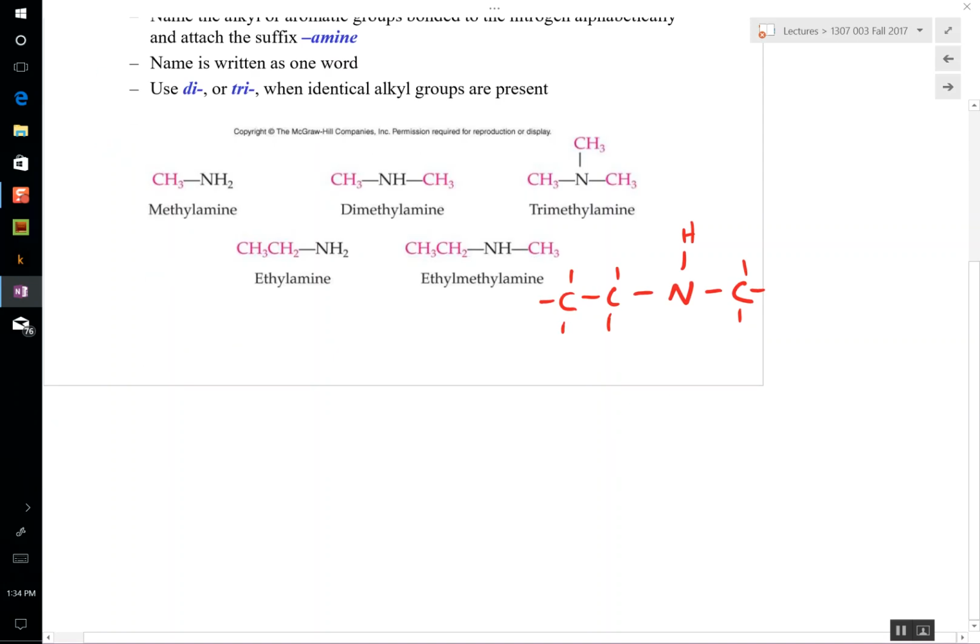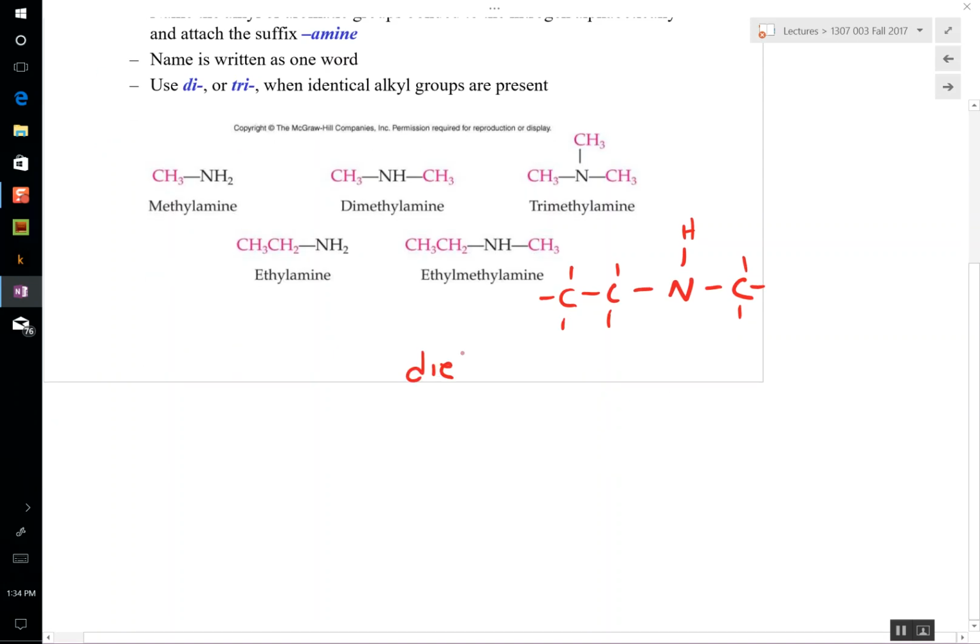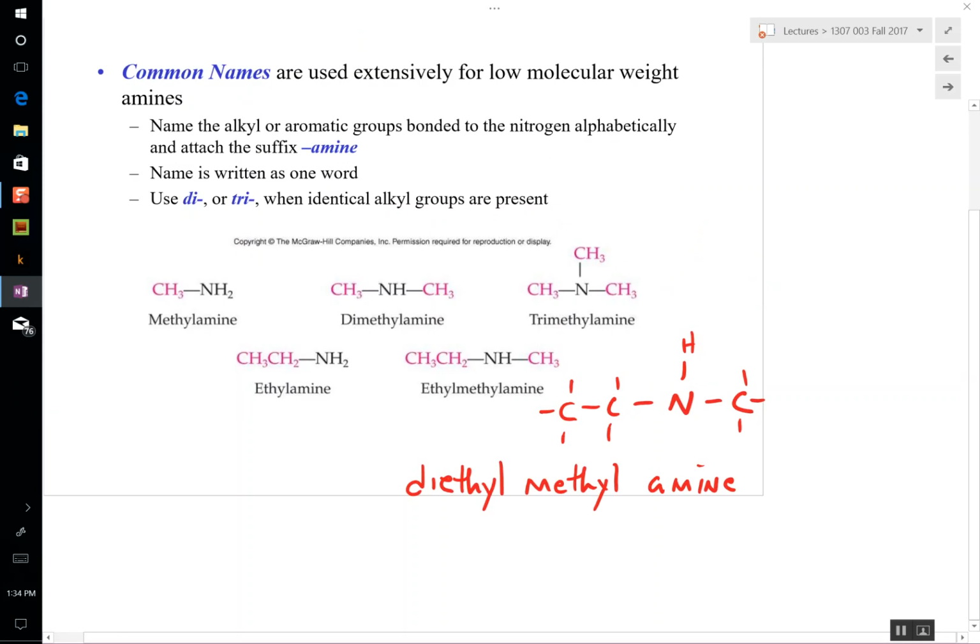So, the list goes on. You could have diethylmethylamine. Okay, what you can't have is diethyldimethylamine. All right? It's got 4 things on there. We will see something later on, but we're going to change its name. We won't get there yet. All right, so these are simple. Keep it simple if it's a simple amine.